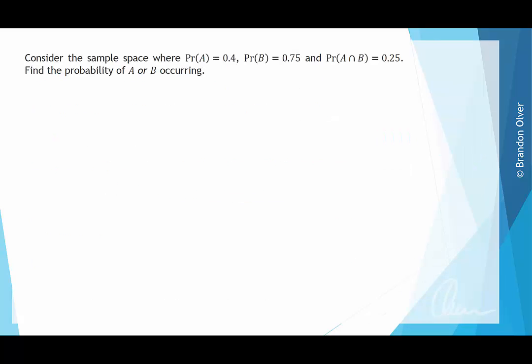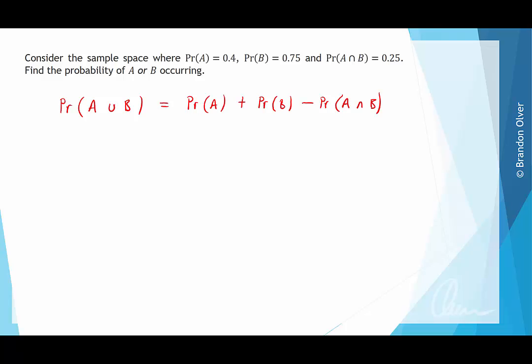Next, we'll consider the sample space where the probability of A is 0.4, the probability of B is 0.75, and the probability of A intersect B is 0.25. You may remember these from a previous video that you've watched. And we're asked to find the probability of A or B occurring. So A or B occurring is the same as the probability of A union B, which we know is equal to the probability of A plus the probability of B, subtract off the probability of A intersect B. So that's just the addition rule of probability.